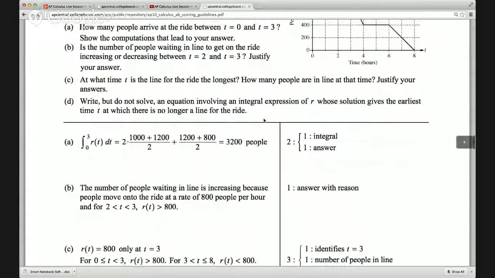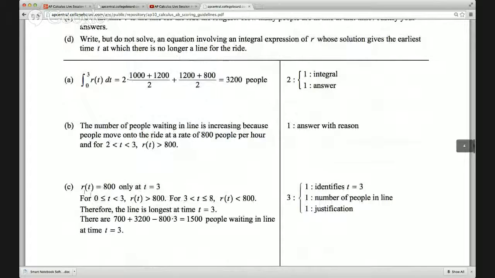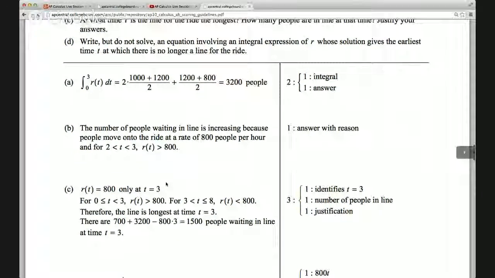Okay, so for time 0, that's what they're saying here. For 0 to 3, the rate of people getting in line is greater than 800. For 3 to 8, the rate is less than 800. Therefore, the longest line is at time t equals 3. Okay, because that's when it stops. That's when the line shifts from getting longer to remaining steady at exactly time equals 3, and then getting shorter from there.